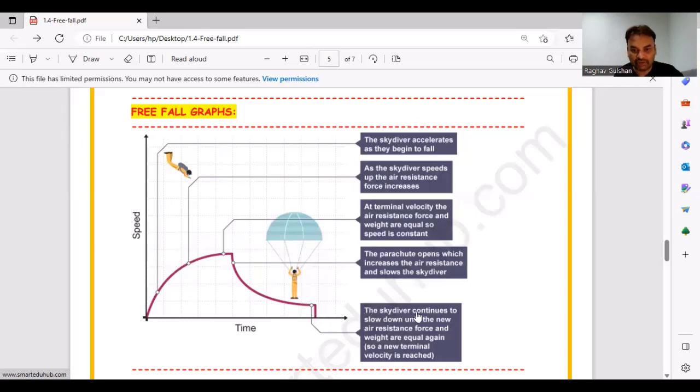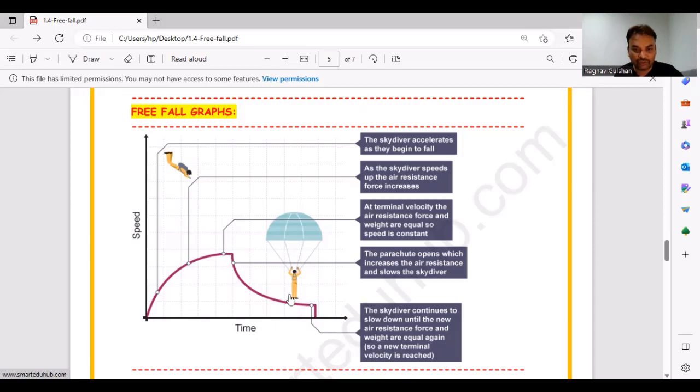Now, at this point, the skydiver continues to slow down. Again the speed reduces, and finally it reaches the minimum value of speed. That minimum value of speed continues for some time, and at that time, again, it is a time of constant speed, or the terminal speed. So actually, there are two terminal speeds. The first terminal speed is in this region, when the parachutist attains the maximum speed and, for a few moments, continues with the constant speed, or the terminal speed.